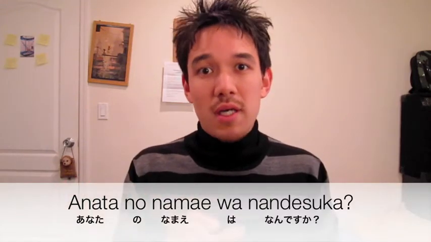Now, if you would like to ask someone's name, if they don't say what their name is, you could ask by replacing watashi wa with anata no, and then ending it with nandesu ka. So together it would be: Anata no namae wa nandesu ka? I'll say it again. Anata no namae wa nandesu ka? That's a more direct way of saying things.